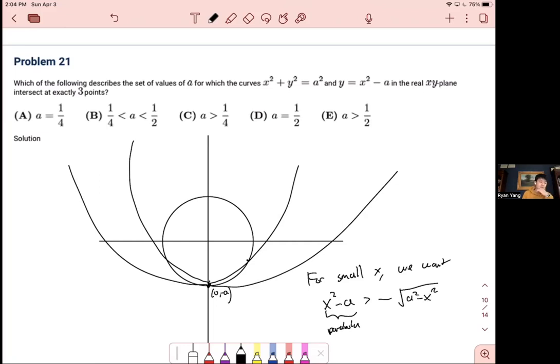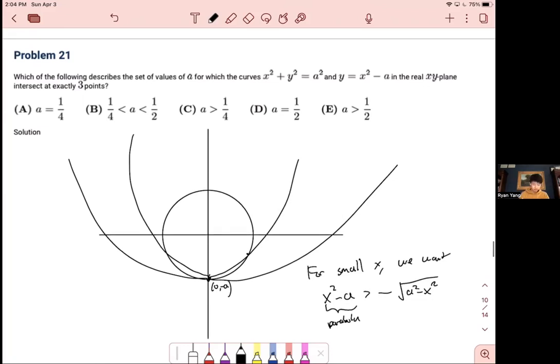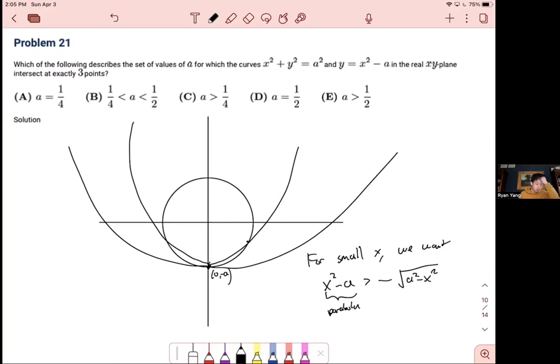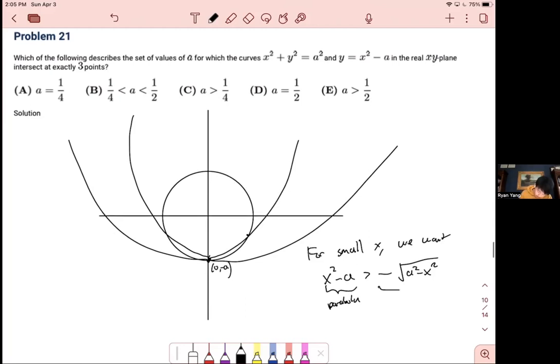If you know calculus, what I'm doing here is basically like a related rates, taking the derivative, but I'm going to do it manually. It's basically what I'm doing here is I'm trying to figure out, like at 0, does the parabola or does the circle have a steeper slope of the curve? And if the parabola has a steeper slope, it will be above, and then it'll hit like over here. So we want the parabola to be above the circle.